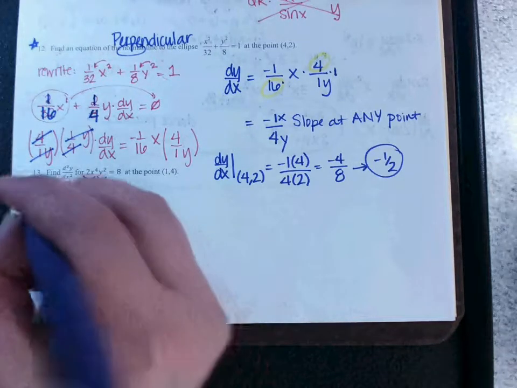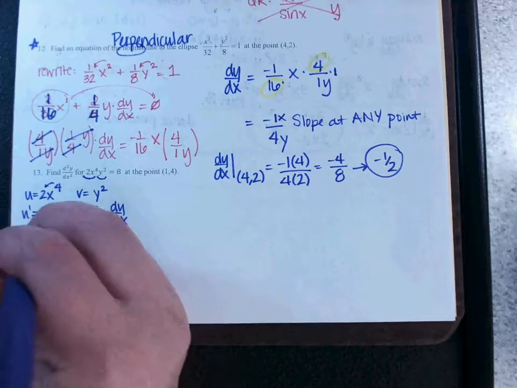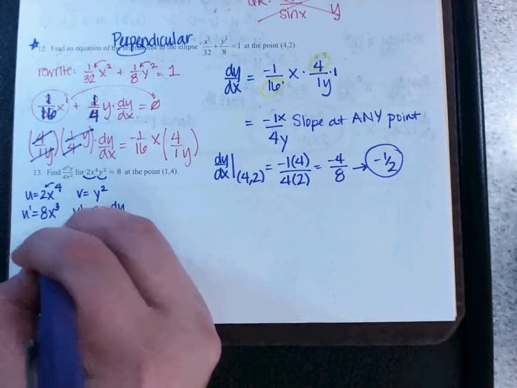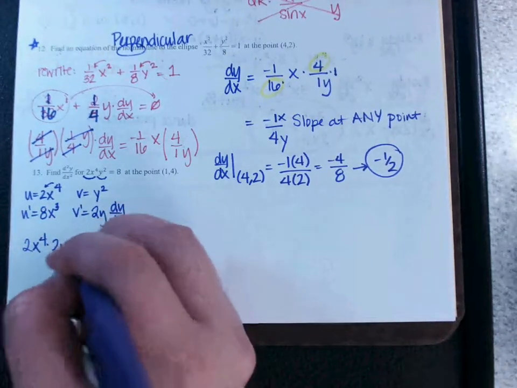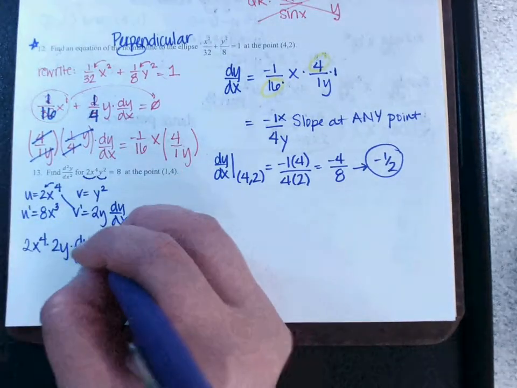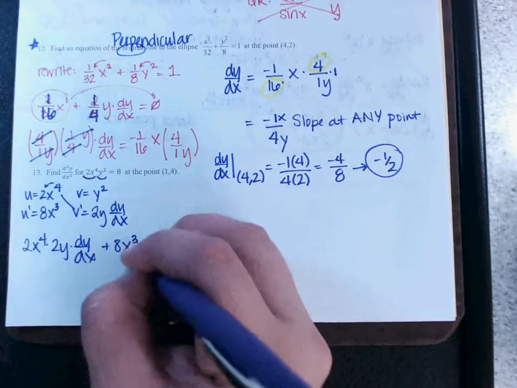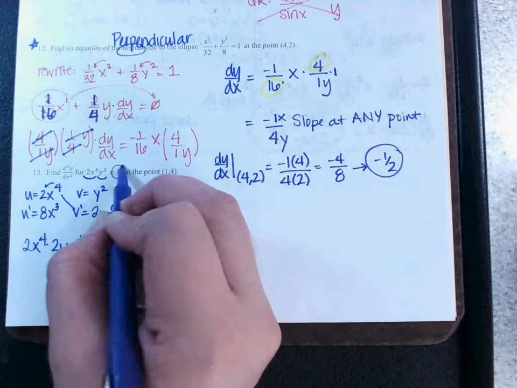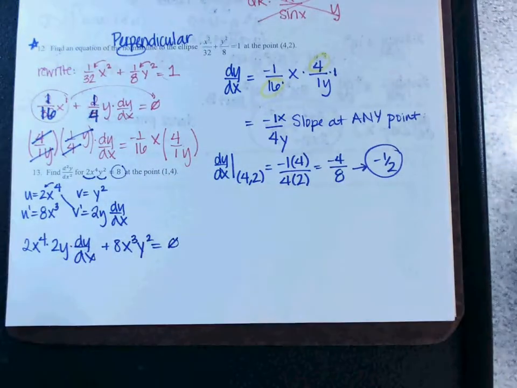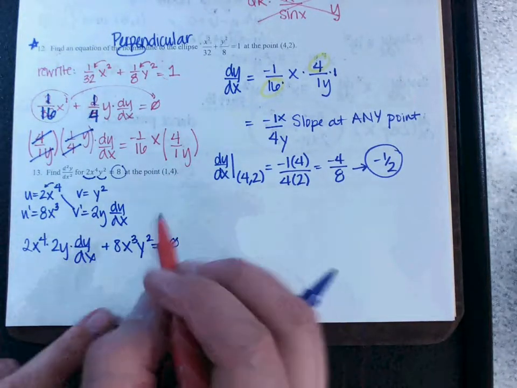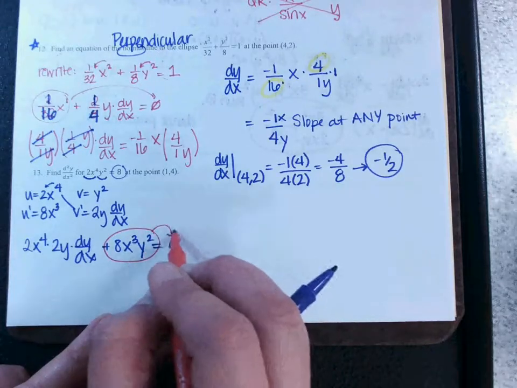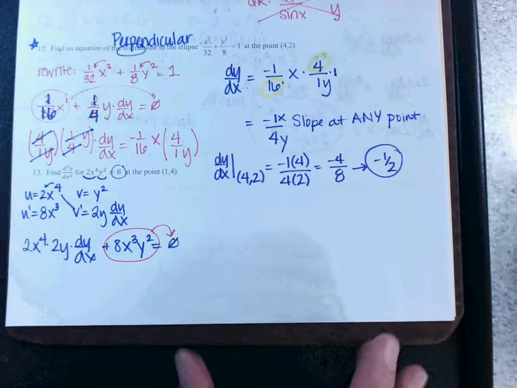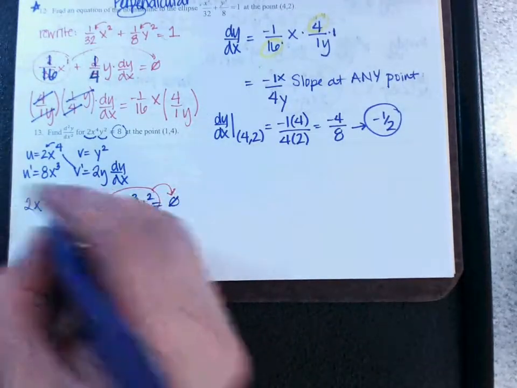Okay, from there we're going to do our product rule. So it's going to be 2x to the 4th times 2y times dy dx, that's this diagonal, plus 8x cubed y squared equals derivative of 8 on the other side is 0. Take this term, move it across to the other side. Remember that it used to be positive, so now it's negative.